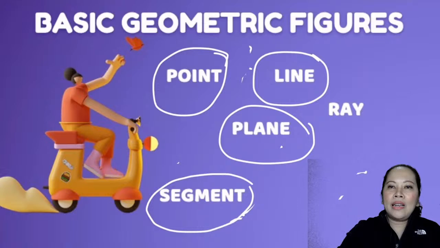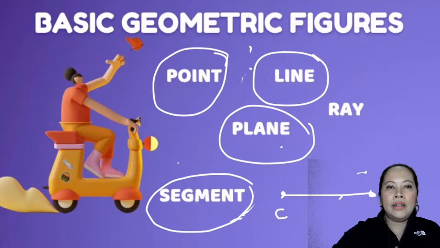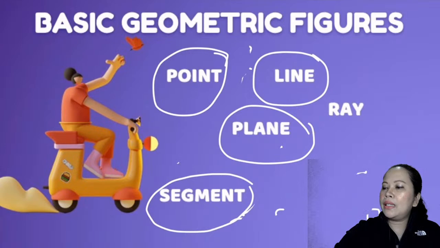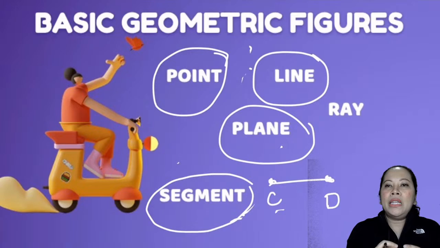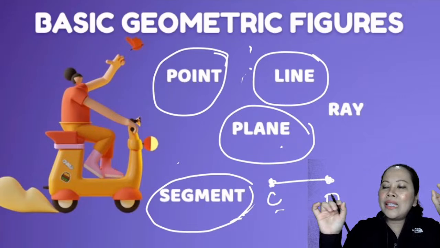So let's say, for example, we have C, and then I hope that you can still see D. Let me just move it a bit. Okay, so you have C and then D. That means a segment is a part of a line bounded by two endpoints. If you notice, there is an endpoint on C and D.